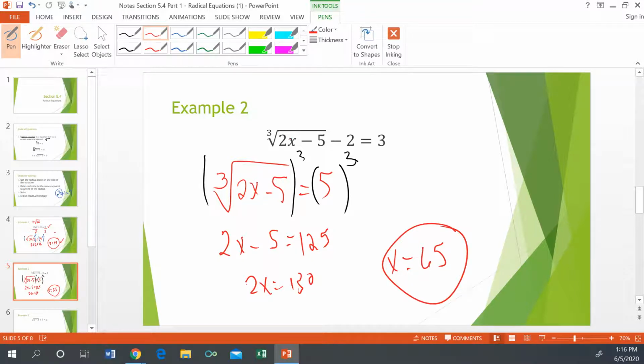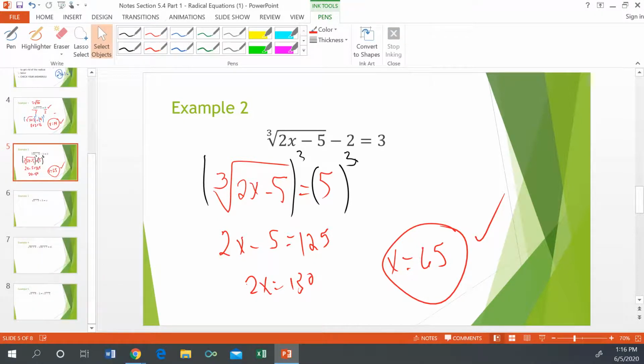Bring it back. 65 times 2 is 130. 130 minus 5 is 125. The cube root of 125 is 5. 5 minus 2 is 3. My answer works. Great. All right, moving right along. We have 3 more, and then you're done.